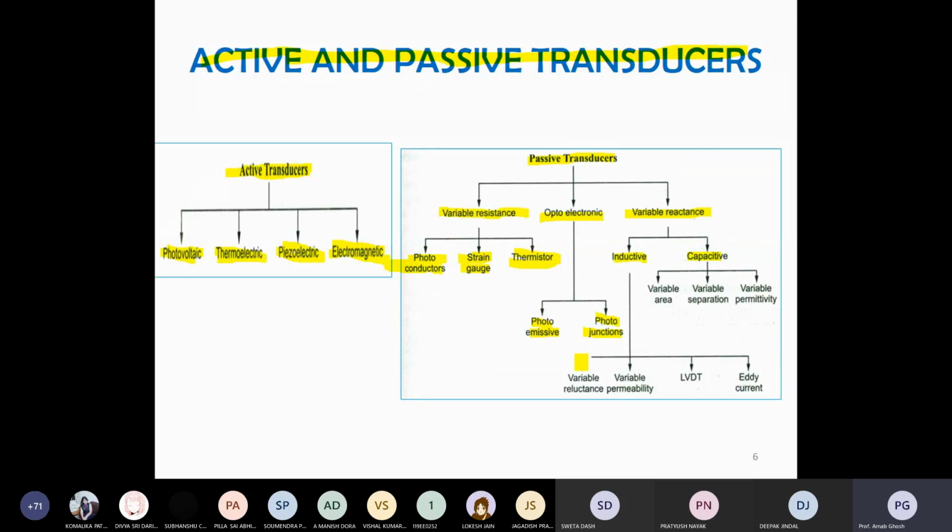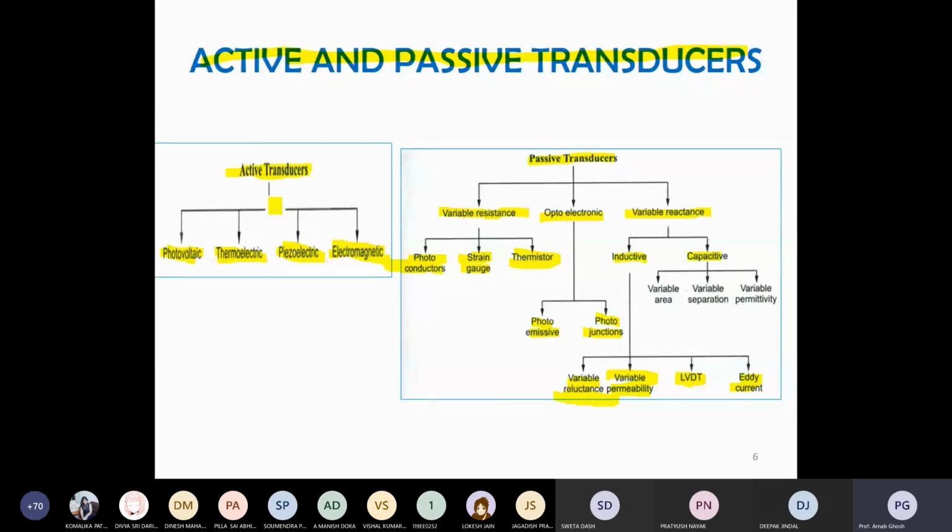In inductive type, there is variable reluctance, then variable permeability. Reluctance means the concept of the magnetomotive force and its expressions. So reluctance, permeability, linear LVDT. LVDT is very important. And finally eddy current based. LVDT is the linear variable differential transformer. So these are all examples of an inductive type transducer.